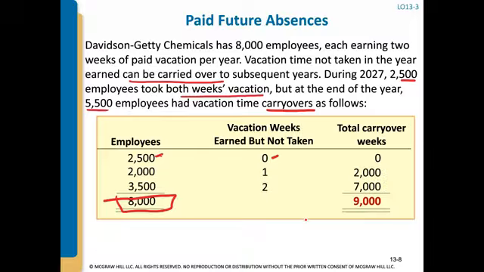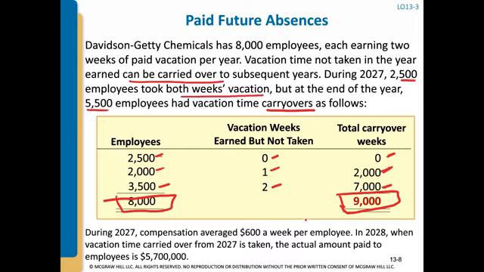And so they have no vacation to carry over. And they tell us that 2,000 employees took one week of vacation. So when you take the 2,000 employees times 1 week of vacation they can carry over, they have 2,000 weeks to carry over. And the remaining 3,500 employees didn't take any vacation during the year, which means they're going to carry over their entire 2 weeks, which leaves 7,000 weeks to carry over into the future, leaving us with a total of 9,000 weeks of accrued vacation that was earned by employees but not yet taken.